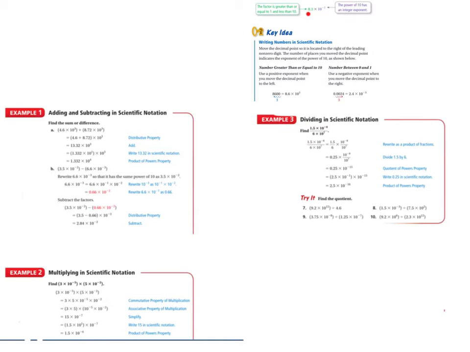So it could be 1.0, 1.1, 1.2, all the way up to 9.9, but it can't be 10, okay, because 10 is a 2-digit number. So this front number needs to be between 1 and 10, not including 10. And then this back number here, it depends what this is, but it is a power of 10.